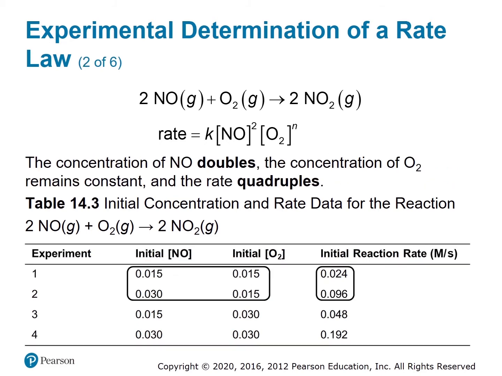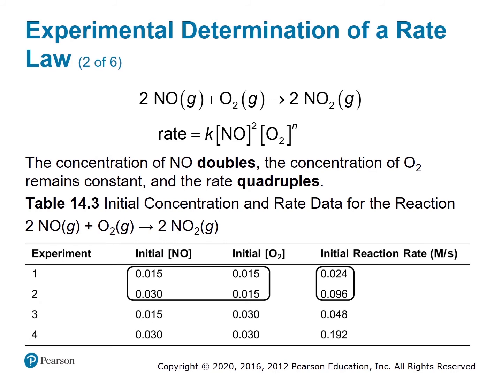In experiment 2, the initial concentration of oxygen is the same as it is in experiment 1. However, the initial concentration of NO is twice as large in experiment 2 as it is in experiment 1. This is important because by varying only the concentration of one reactant, we know that any observed change in the initial reaction rate will only be due to the change in concentration of NO. What we see is that when the NO concentration doubles while the O2 concentration is held constant, the initial reaction rate quadruples. The question we need to answer is this.